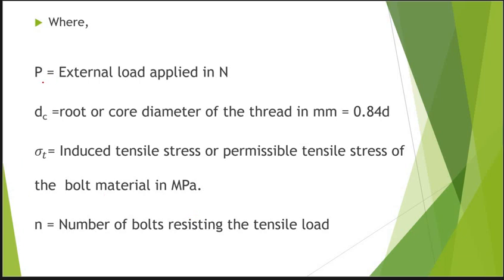So there are some designations. P is the external load applied in Newton. dc is the root or core diameter of the thread in mm, which is equal to 0.84 d. Sigma T is the induced tensile stress or permissible tensile stress of the bolt material in megapascal. Megapascal is also equal to Newton per mm square. And n is the number of bolts resisting the tensile load.